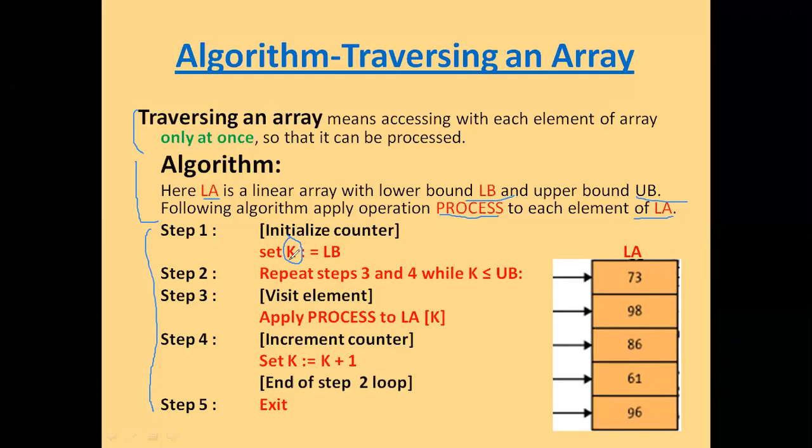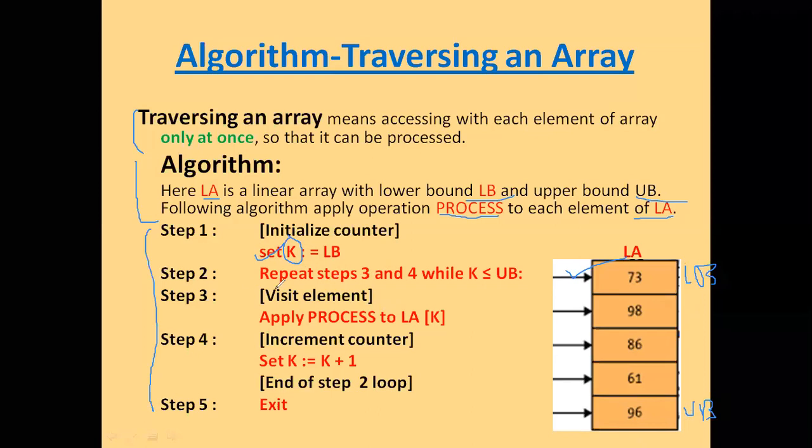So what are you taking here? K is equal to lower bound. Meaning your loop will start from here. This is your lower bound, and this is your upper bound. So where should your loop run from and to? From lower bound to upper bound. Understood? So your loop should start from lower bound. So this is the first condition.